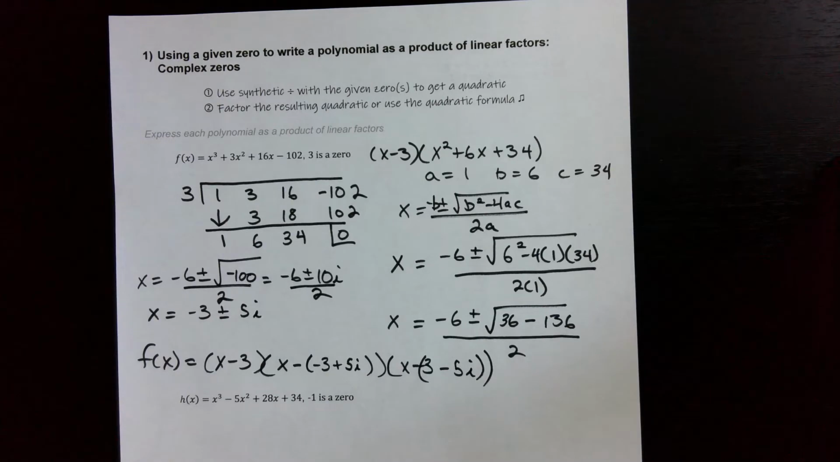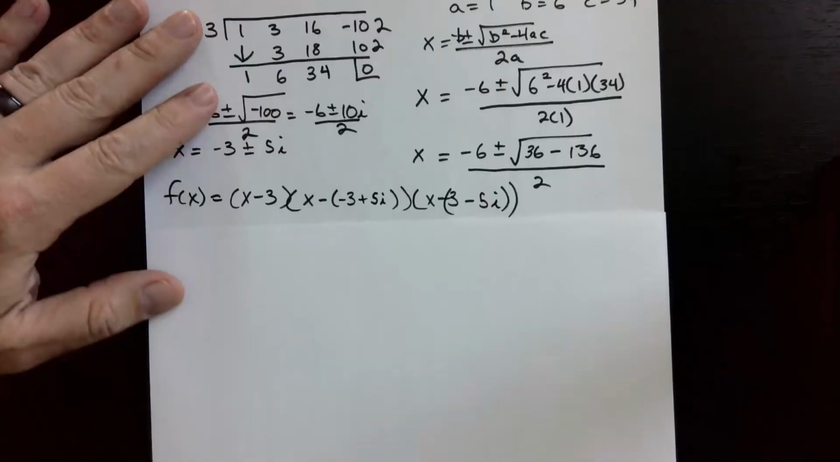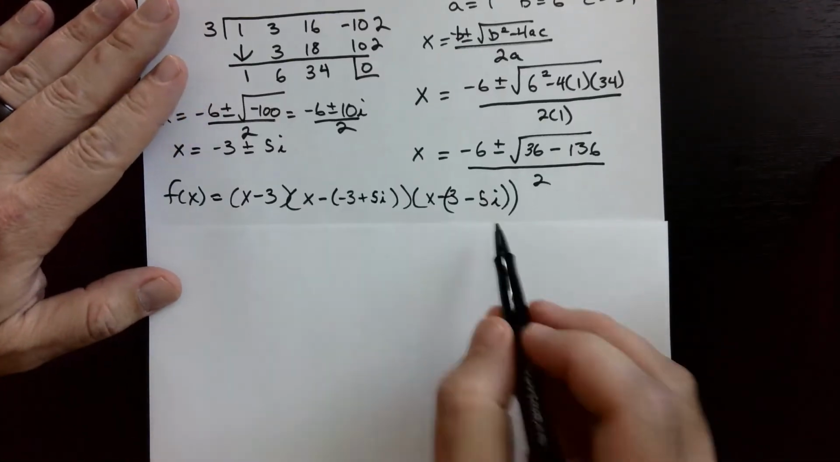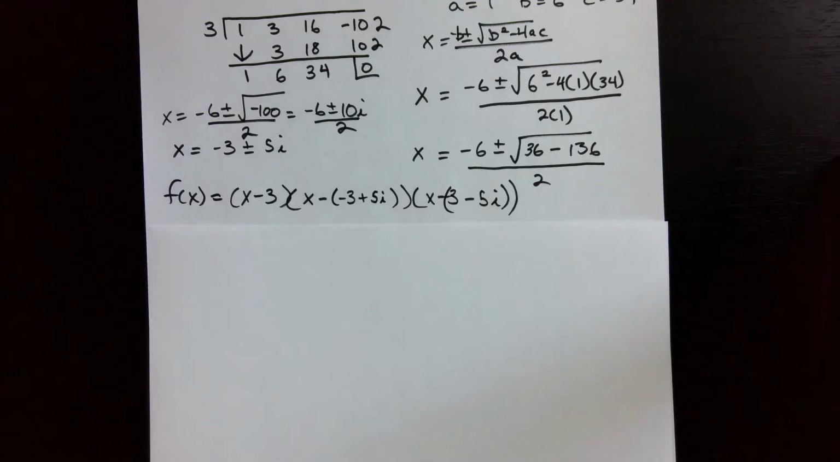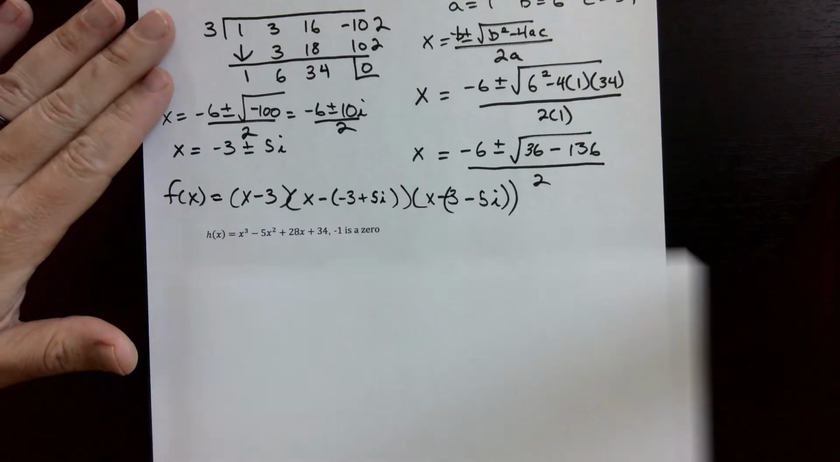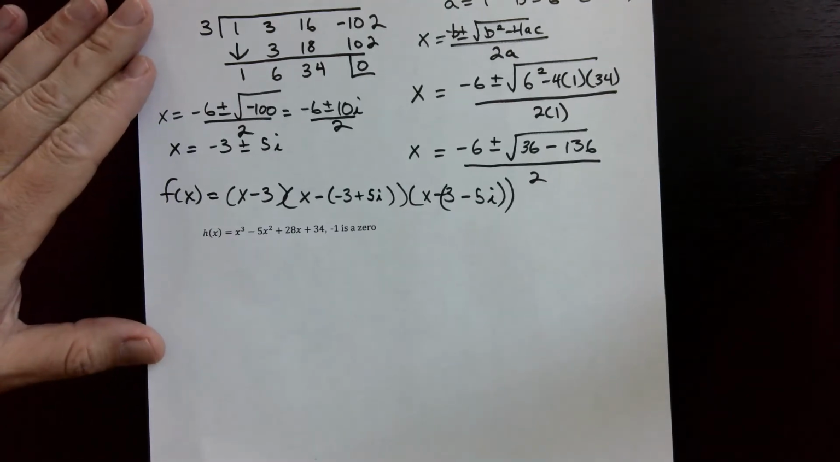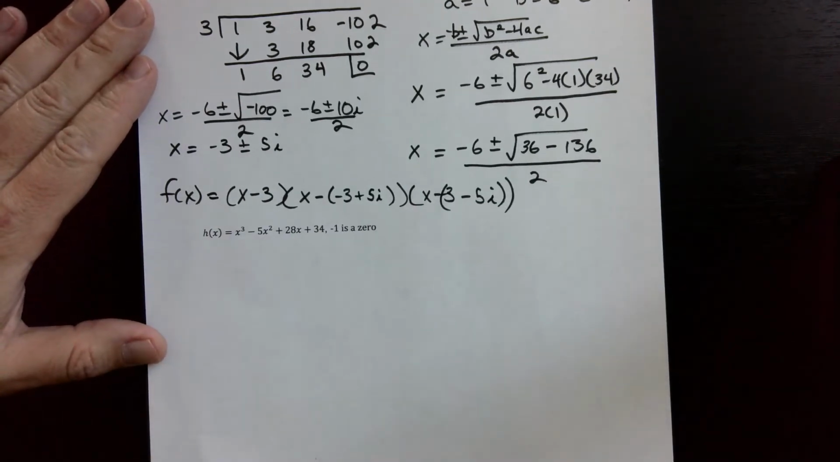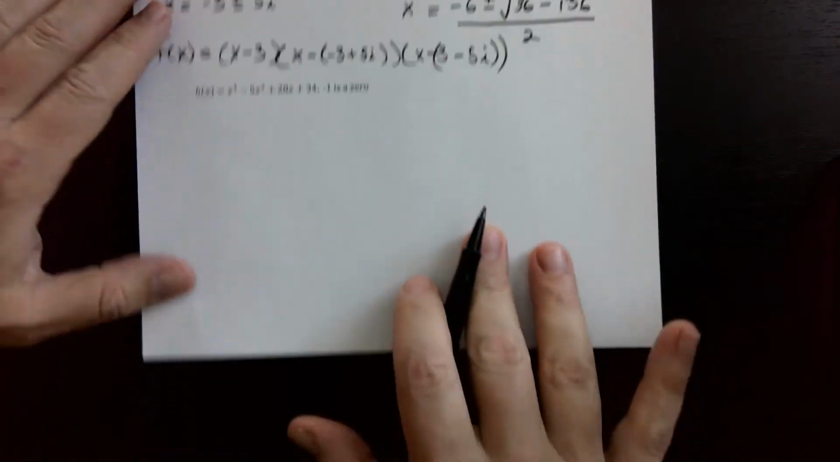Okay, now we can't leave it in this form, so we need to do a little more multiplication. Okay, so first of all, I need to multiply these two out. So actually, you may be able to leave it in that form after all. So this will be our final answer here. Okay, let's try another one.